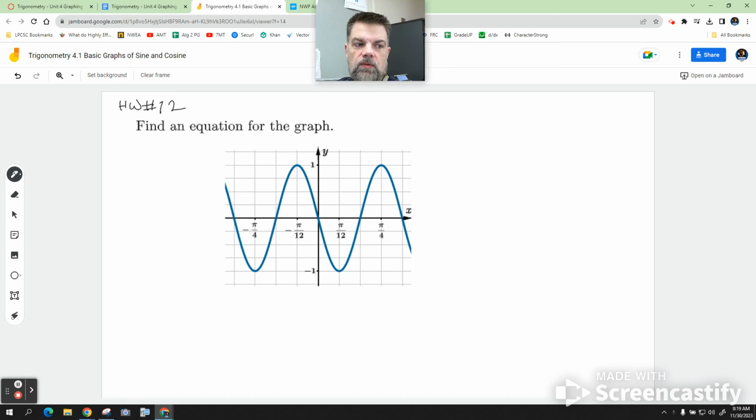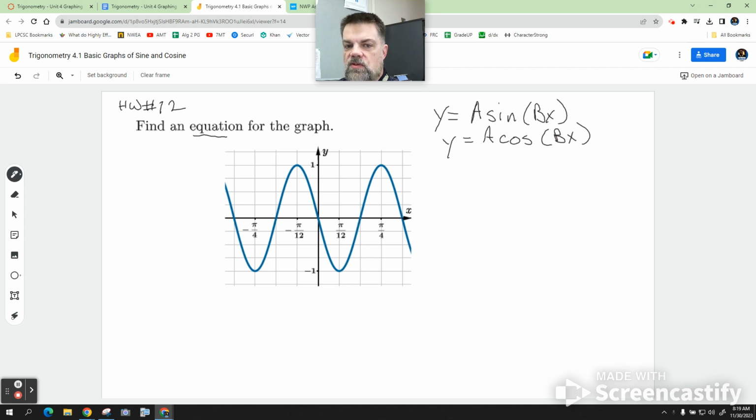Right, so when I go to find the equation for this graph, I have to think of two things. Because this section is on the graph of sine or cosine, it's either going to be capital A sine of bx, or it's going to be capital A cosine of bx.